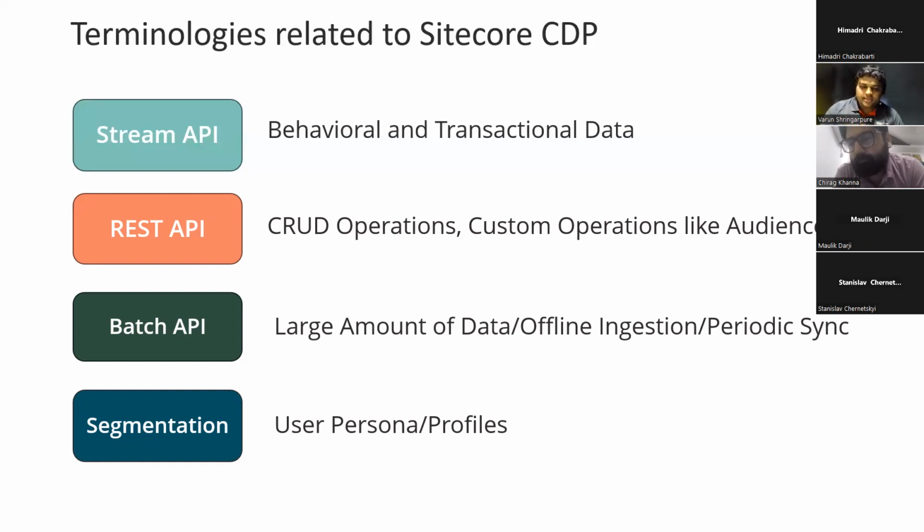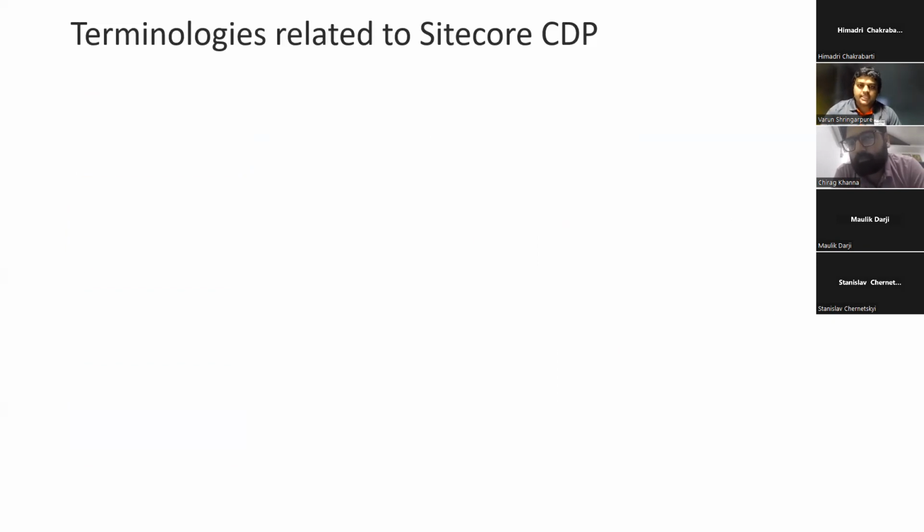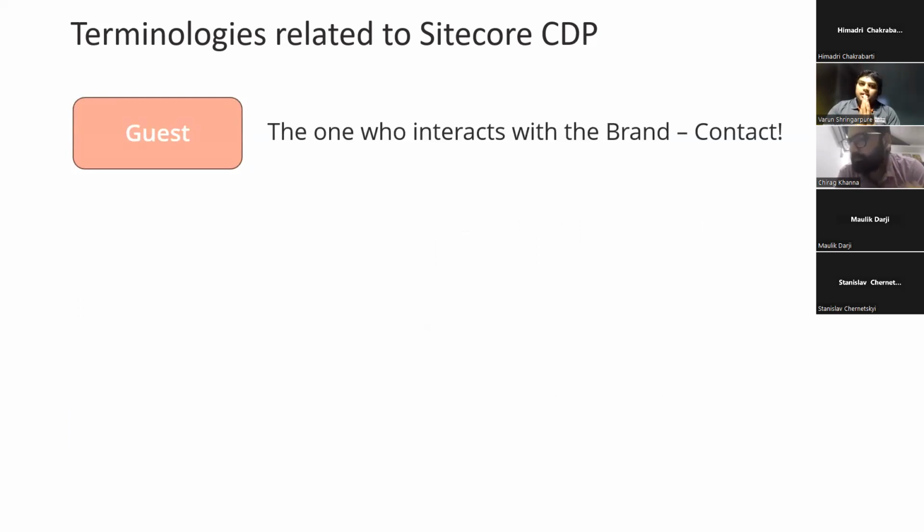I hope these terminologies were helpful. We'll move on with the next set of terminologies. This is about the user. So previously what we saw was about CDP. Now here are the terminologies from a user standpoint. So guest is the one who interacts with your brand regardless of whether they are identified or not. And guest profiles in CDP are pretty robust, and all the behavioral and transactional data that is available is very nicely managed in CDP, which we'll of course look at in some time.